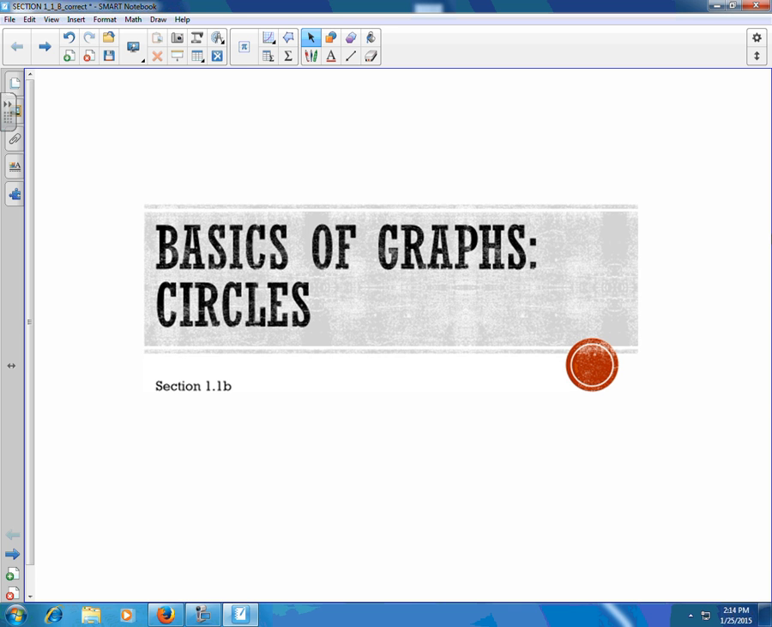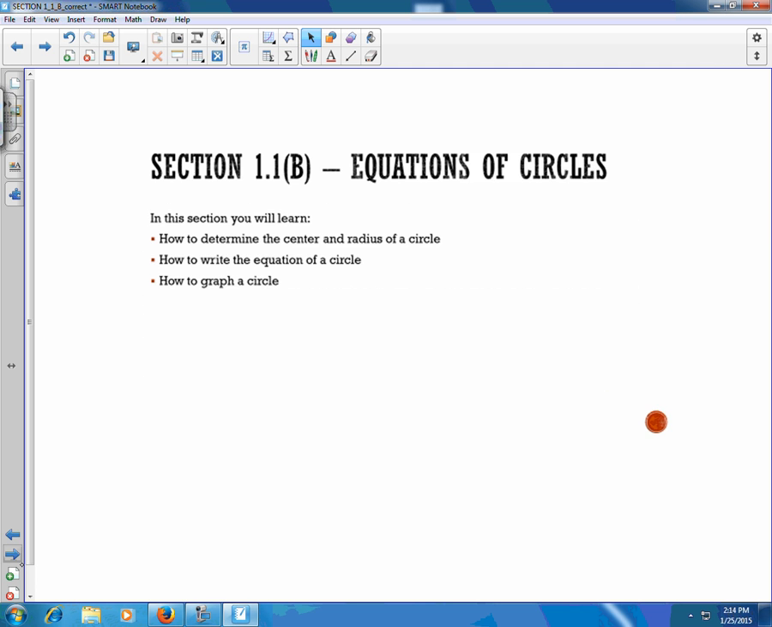Hi, welcome back everyone. So for the next lesson we're going to be talking about graphing circles and finding equations of circles. Basically just concentrating on circles for this section. In this section you're going to learn how to determine the center and radius of a circle, how to write the equation of a circle, and how to graph a circle.